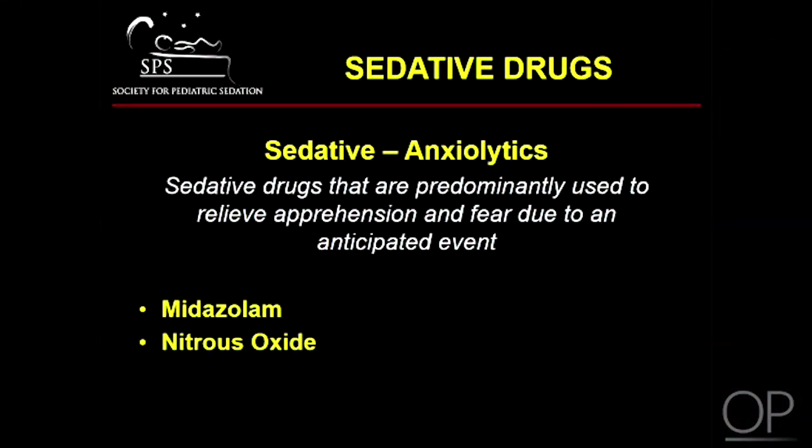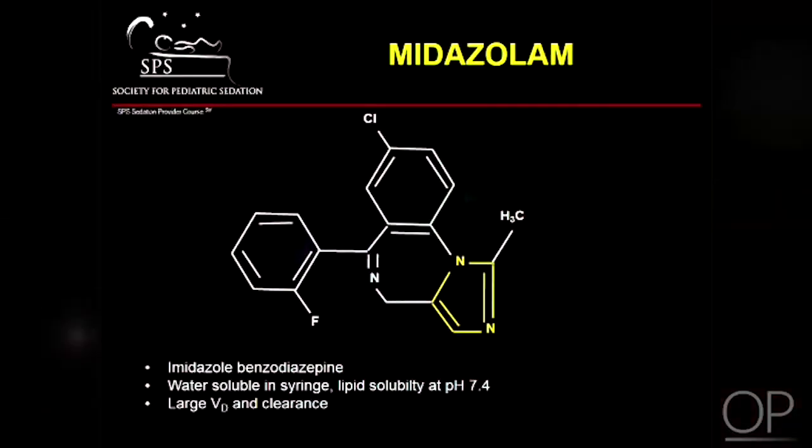The next set of drugs are the sedative anxiolytics, drugs that are predominantly used to relieve apprehension and fear due to anticipated events. The most common two sedative anxiolytic agents are midazolam and nitrous oxide. These agents usually result in a sedation depth most consistent with minimal sedation. Midazolam is one of the most common sedative agents used in pediatric sedation. Its physiochemical properties make it highly compatible with other drugs. Midazolam is water-soluble in a syringe, yet has a high lipid solubility in plasma.